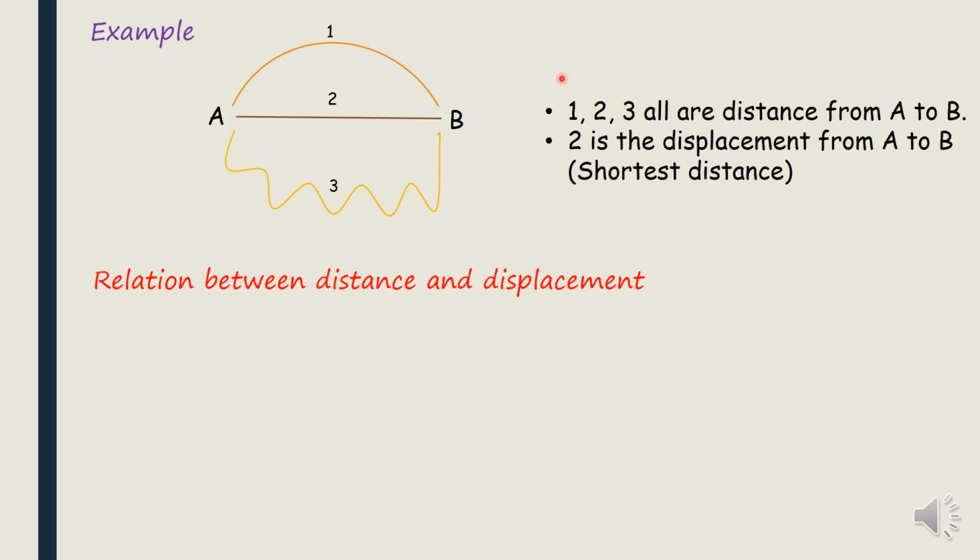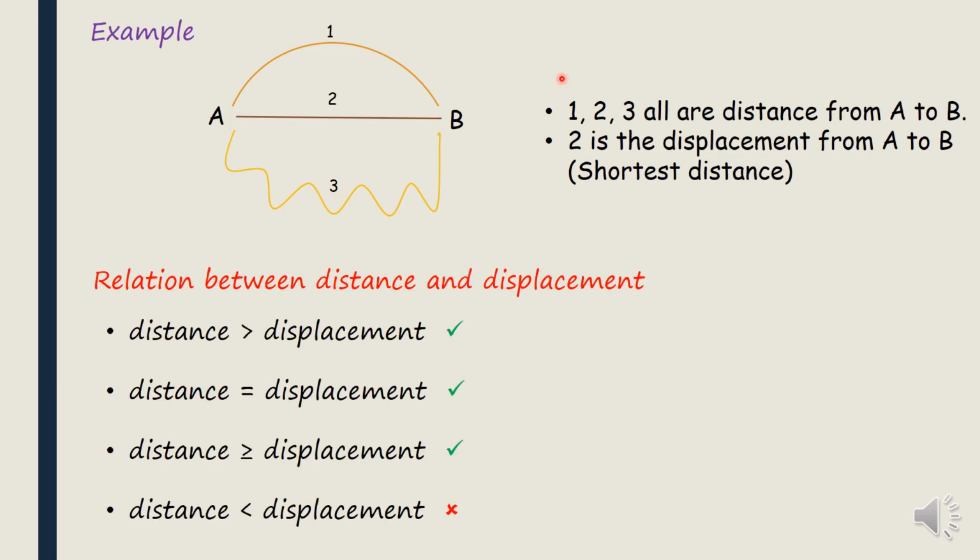Understood? So now we should know the relationship between the distance and displacement. Okay. So there are certain relationships between distance and displacement. Relationship भनेको चाहिँ distance र displacement चाहिँ कसरी दुईटा चाहिँ related छ भनेको.